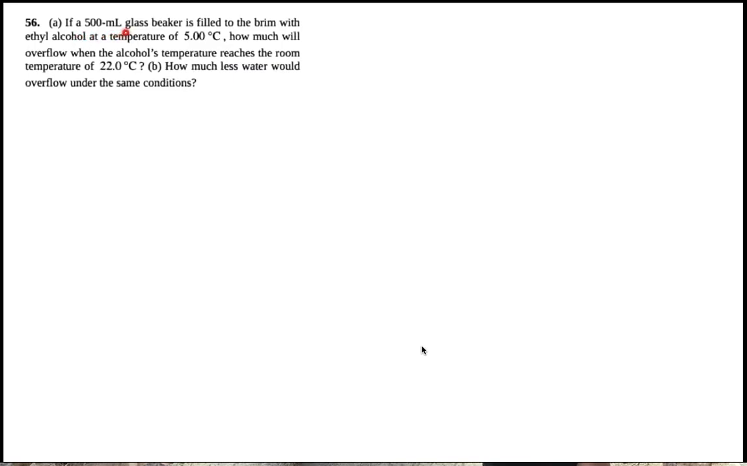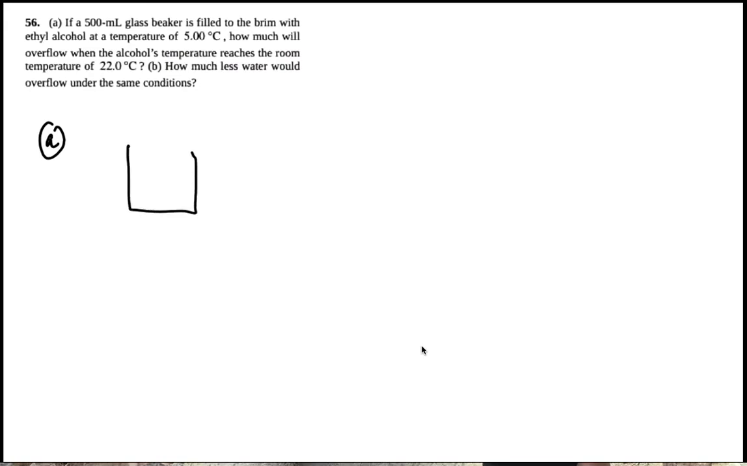If a 500 ml glass beaker is filled to the brim with ethyl alcohol at a temperature of 5 degrees Celsius, how much will overflow when the alcohol temperature reaches the room temperature of 22 degrees Celsius? How much less water would overflow under the same conditions? Okay, we'll just calculate A. We'll do A.